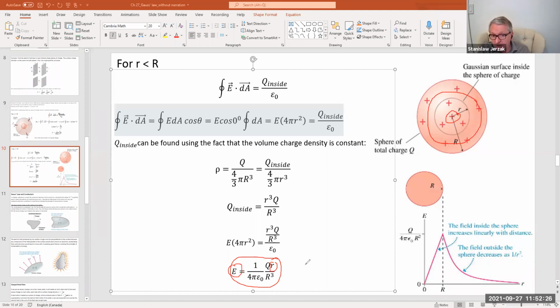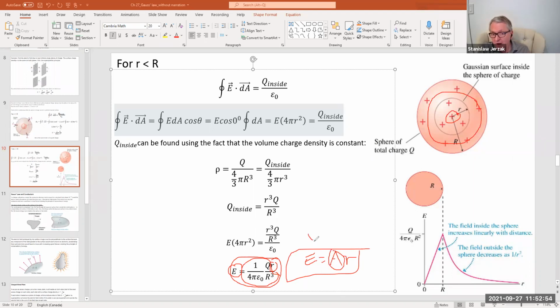As you see, these are all constants: capital Q, capital R, epsilon 0. So electric field is equal to a certain constant A times r, where capital A is Q divided by R cubed, times 1 over 4 pi epsilon 0. As you see, this is a straight line equation, where A is the slope.